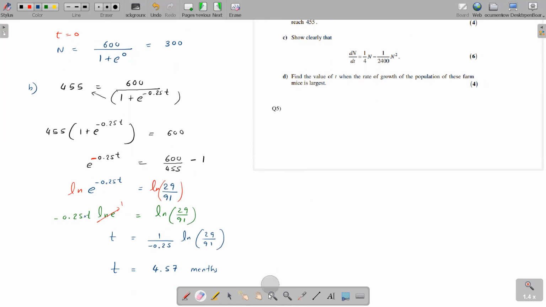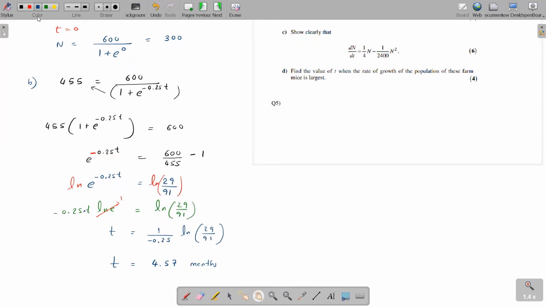So moving on to part C, I hope you guys are done writing. Show clearly. Part C is the differentiation, right? So show clearly that dn by dt equals 1 over 4n minus 1 over 2400 n square. So how do we get that? Obviously, we know our n equation. First, let's write down the n equation. What is n? N equals 600 over 1 plus e to the power negative 0.25t. Is this okay? N equals 600 times 1 over 1 plus e to the power minus 0.25t.